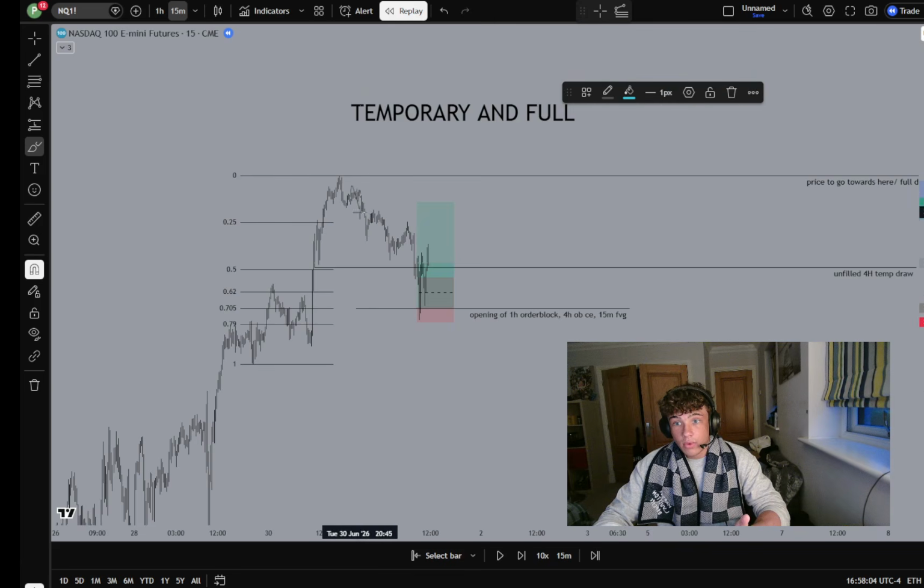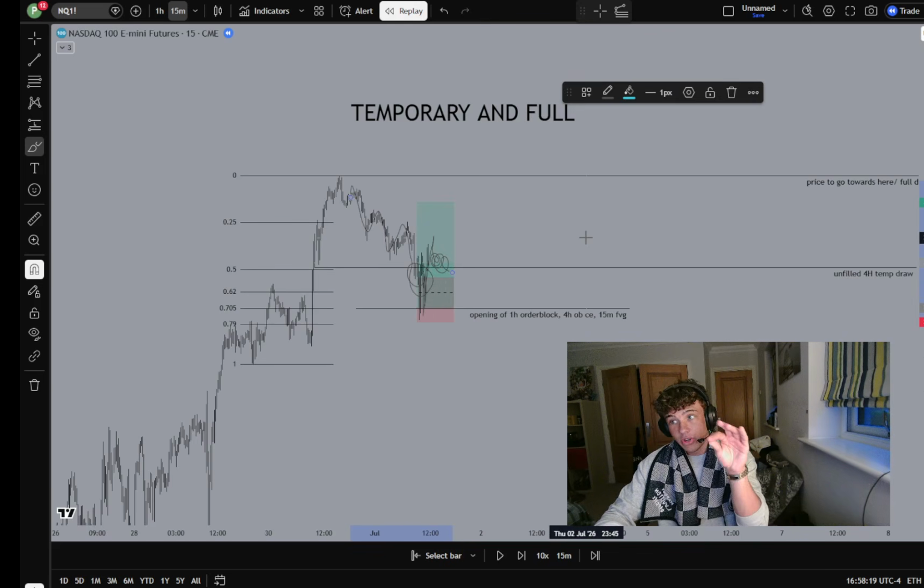Price went down, temporary draw taken. Now we're looking for longs. We identify the long level inside the OTE. We take that trade towards the full draw and we get break even or trailed out. Easy peasy lemon squeezy. I don't trail towards temporary draws, but I trail towards full draws, because not every day does price have the volatility and the strength to go all that amount of points to the full draw.